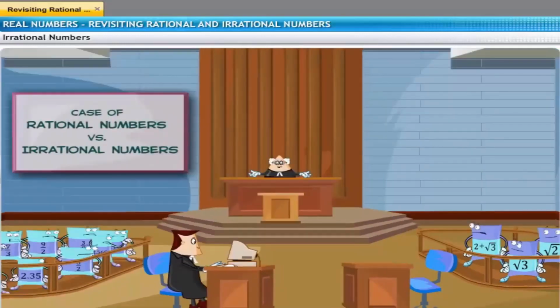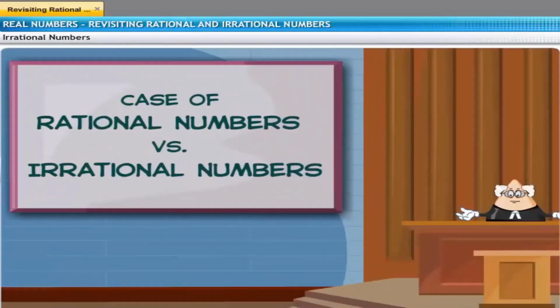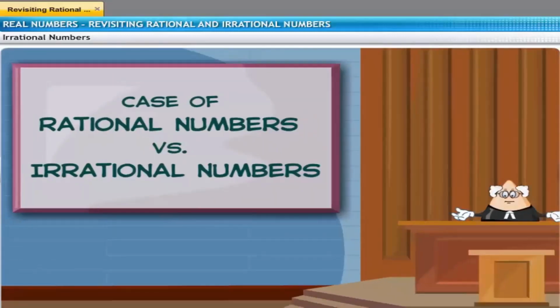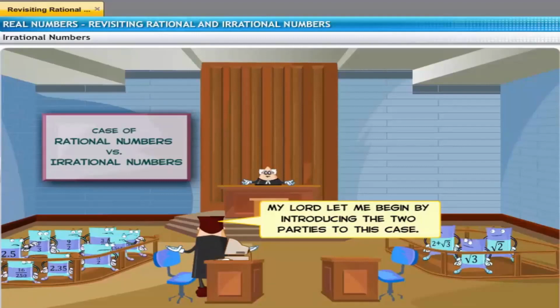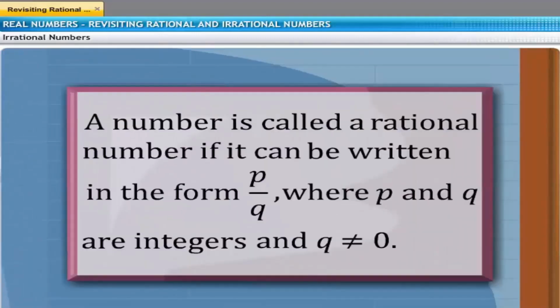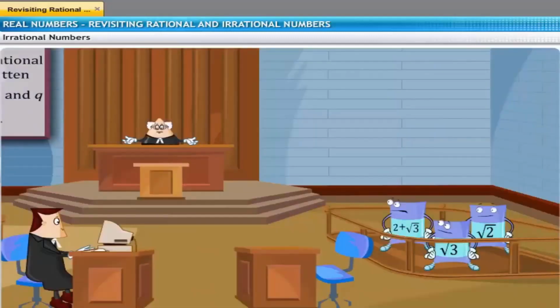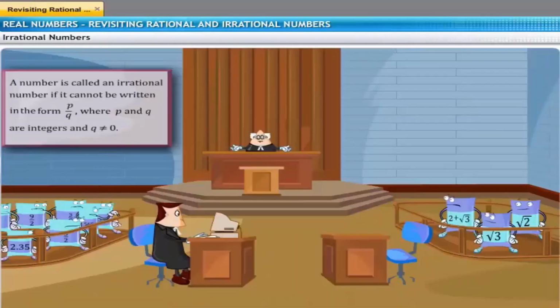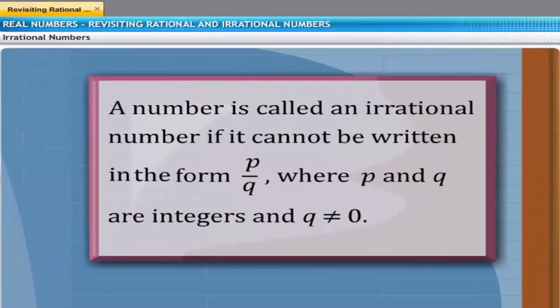Mr. Public Prosecutor is kind enough to present his notes on this screen for all of us to see. He is starting by introducing the two parties to the case. A number is called rational if it can be written in the form P upon Q, where P and Q are integers and Q is not equal to 0. A number is called irrational if it cannot be written in the form of P upon Q, where P and Q are integers and Q is not equal to 0.